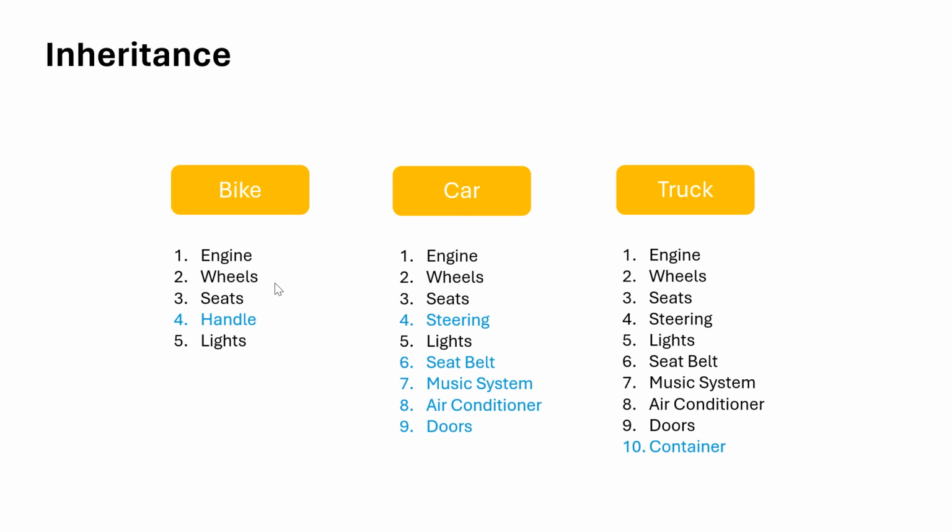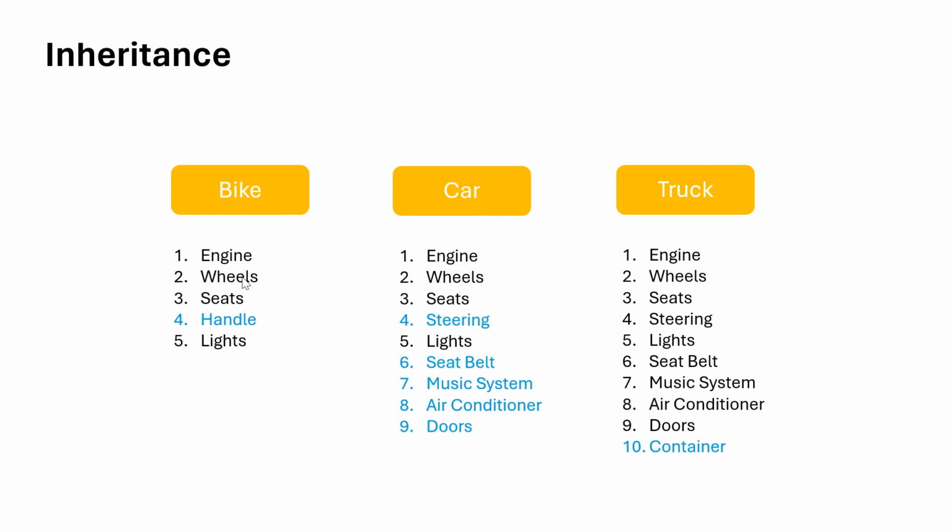So here we have taken three different types of vehicles like bike, car and truck. So all these classes are independent of each other. The bike class has some properties like engine, wheels, seats and so on. In a similar way, the car has some properties and the truck class has some properties.